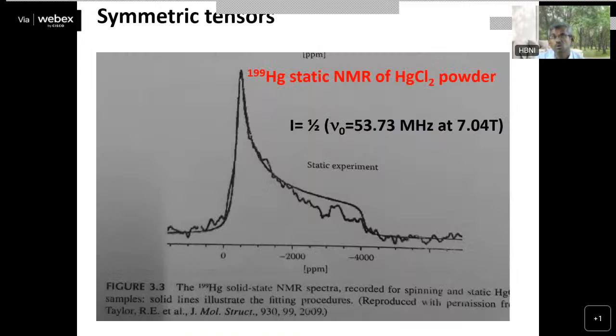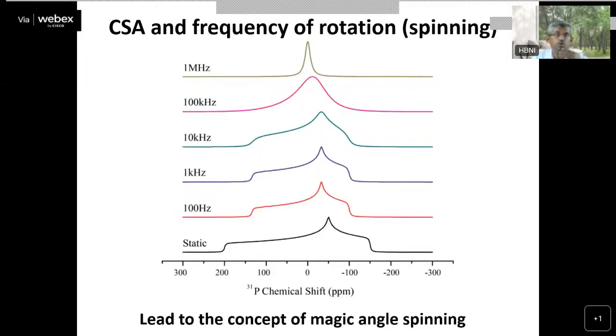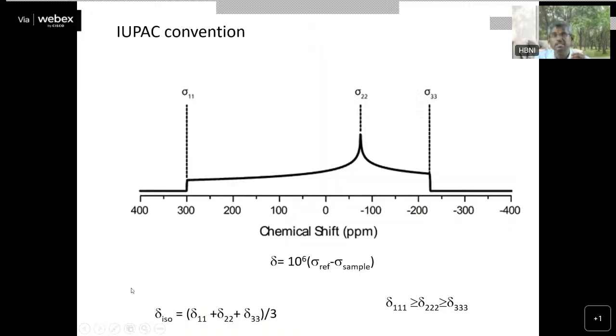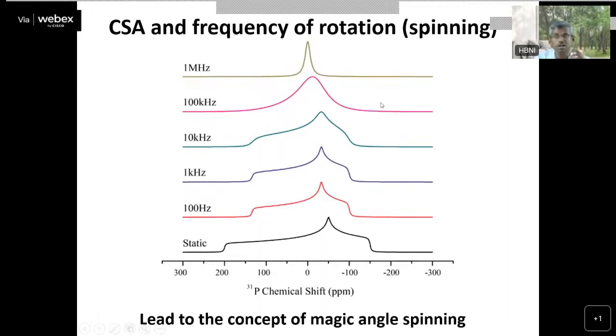Now, this is a static pattern. What happens if you rotate also? This is the static pattern we get. If you rotate it at different frequencies, how will it evolve? This is just a typical static pattern in which sigma 11 is different from sigma 22 and sigma 22 is different from sigma 33. The moment you start rotating, the line shape changes.